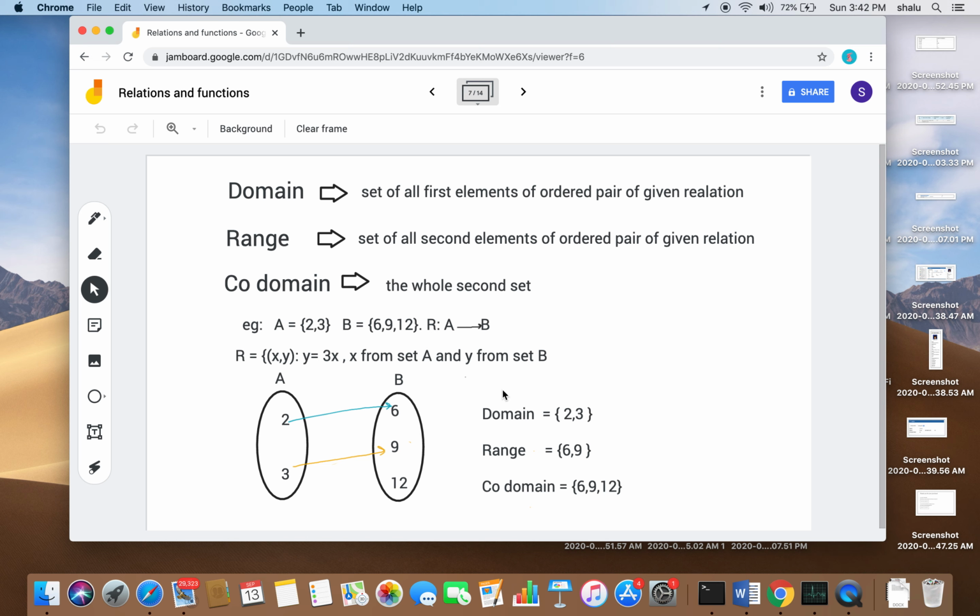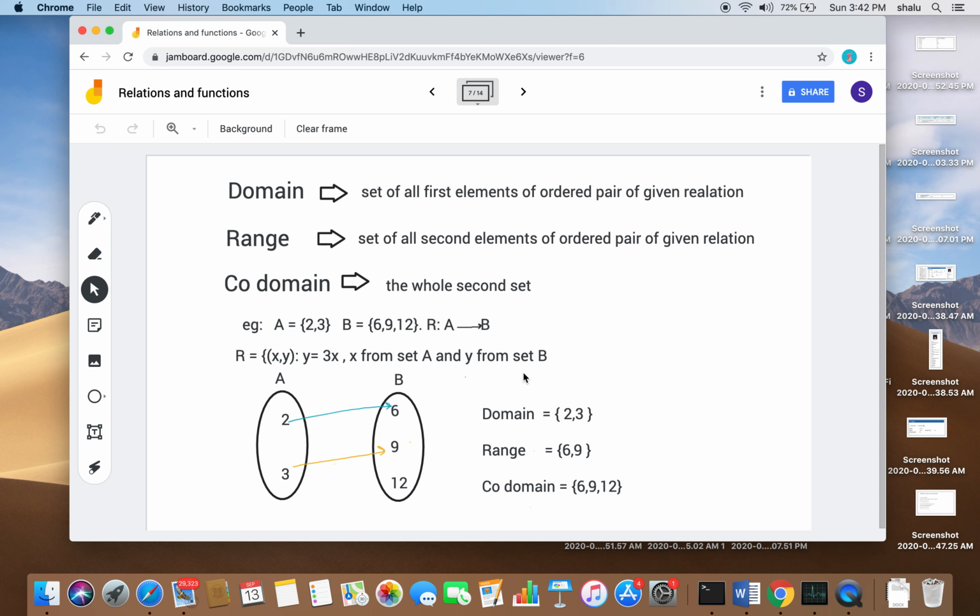Now to understand this, consider an example. Let's say we have set A in which we have 2 elements, 2, 3. In set B we have 3 elements, 6, 9, 12. Define a relation R from set A to set B as ordered pairs (x, y) such that y equals 3x, where x is from set A and y is from set B, or we can say x belongs to A and y belongs to set B. Now the question is to find the domain, range and codomain.